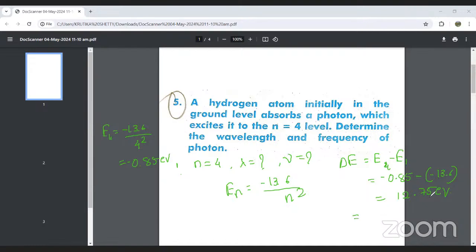So convert this into joules. That is 12.75 into 1.6 into 10 raised to minus 19. If you multiply, you will get it in terms of joules. That is 20.4 into 10 raised to minus 19 joules. Yes, copy down till here, students.